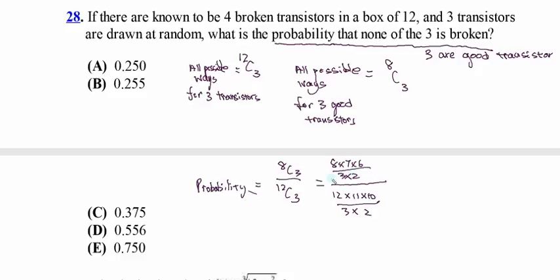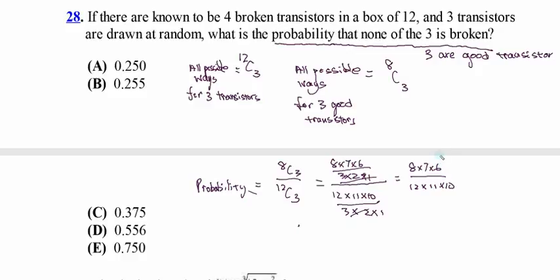Now 8C3, if you do it manually, okay, this is how you do it. 8, 7, 6, this is actually times 1. I just do times 1, this one is also times 1. Okay, now so this cancels off. So what you have is 8 times 7 times 6 over 12 times 11 times 10.